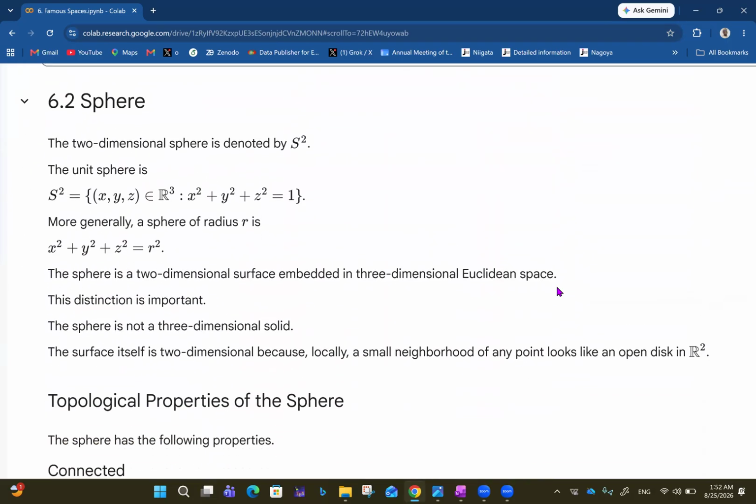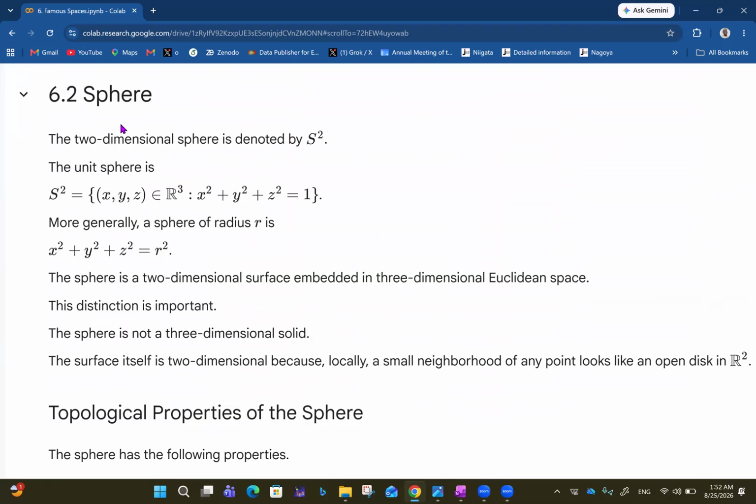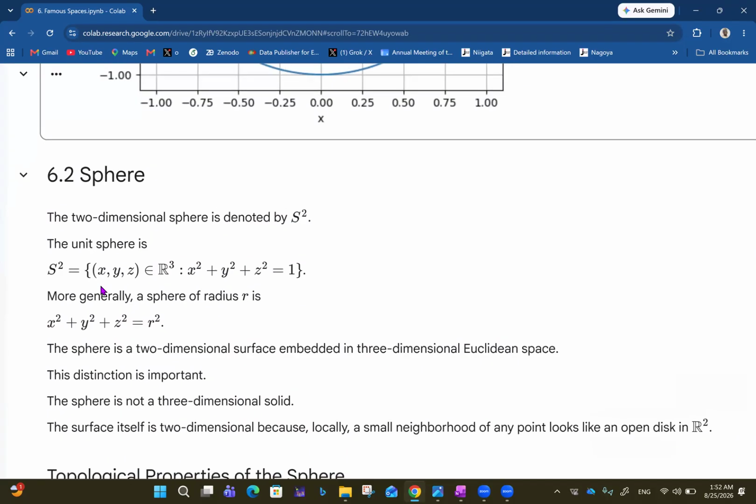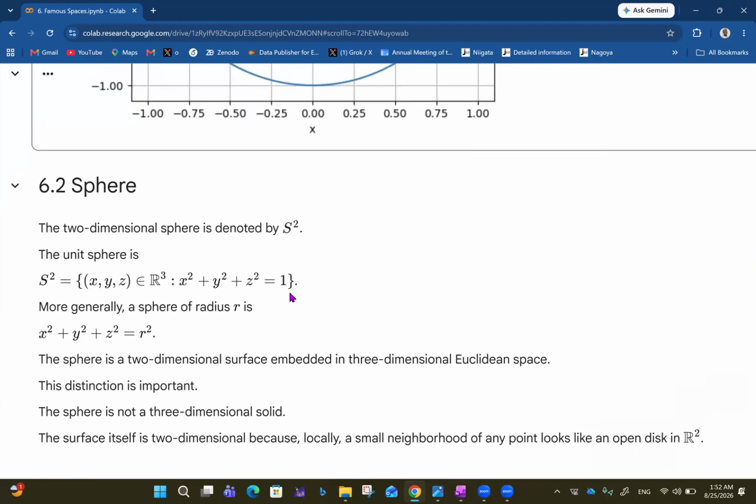A sphere is a circle in 3D, if you like. So the two-dimensional sphere is denoted by S². The unit sphere is S², which is the collection of all (x, y, z) belonging to the three-dimensional real number space R³ such that x² + y² + z² = 1. More generally, a sphere of radius r is x² + y² + z² = r². So it's just like the equation of a circle, except that you have a third dimension here. So this is 3D and the circle is 2D. The sphere is a two-dimensional surface embedded in three-dimensional Euclidean space.